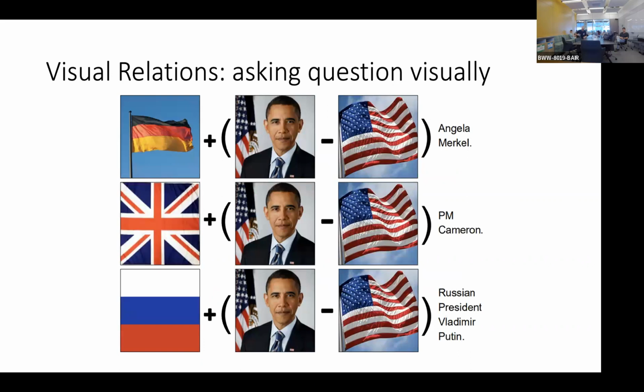It also allows us to ask questions visually. If we have Obama and we make the direction from the US to Obama, it's like a presidential vector. Now, if we add it to different flags, we'll actually get, maybe it's not the current one, but we will get the leader of the country. So Angela Merkel, Cameron, and Putin.